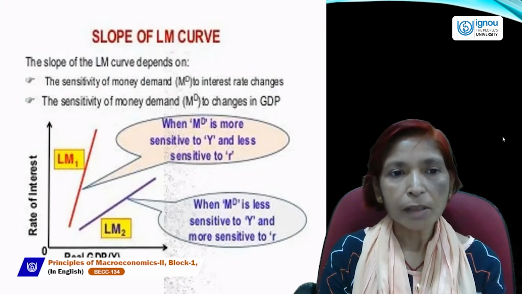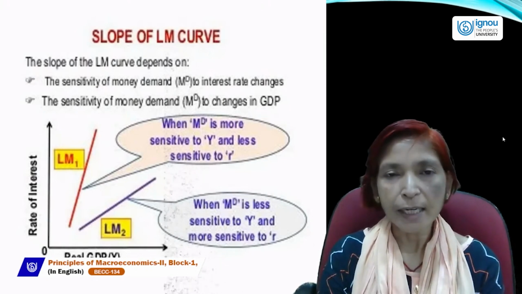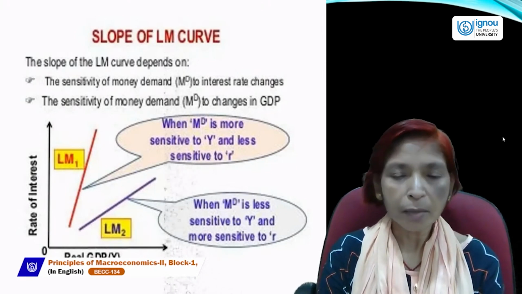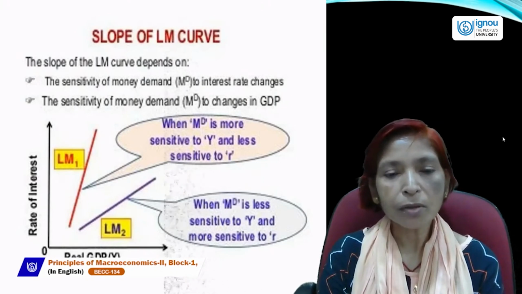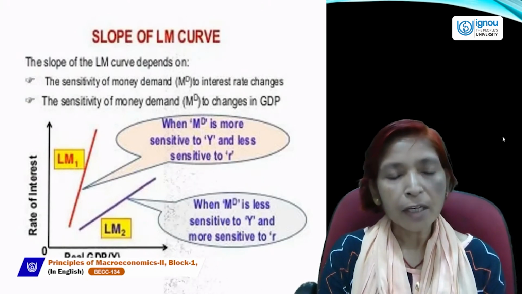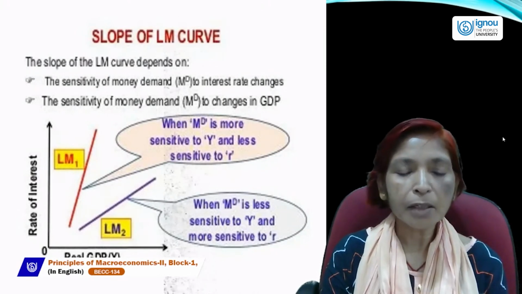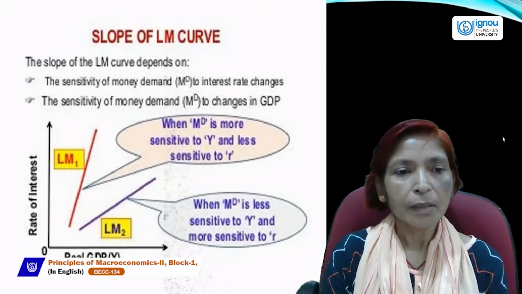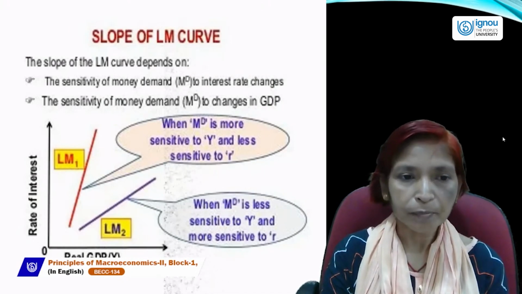The slope of the LM curve depends upon, number one, the sensitivity of money demand to the rate of interest, and second, the sensitivity of money demand to the level of income, or GDP, gross domestic product, which is always equal to income. If there is more sensitivity of money demand to the rate of interest, then the LM curve will be flatter. And if there is less sensitivity of money demand to the rate of interest, then the curve will be steeper.